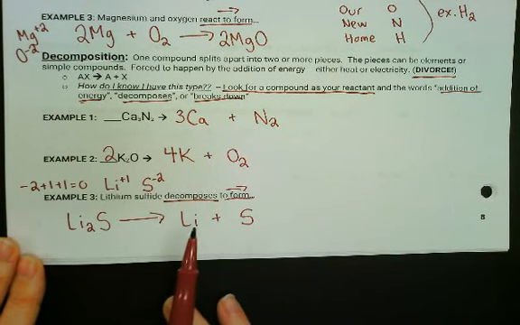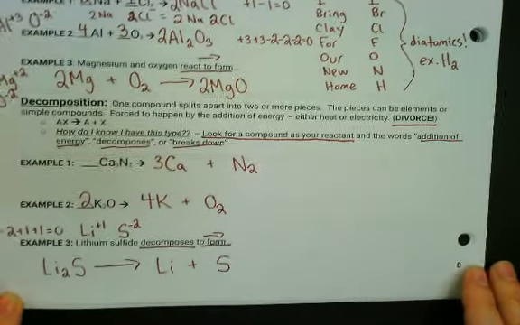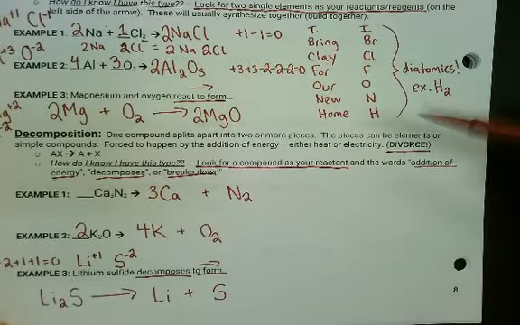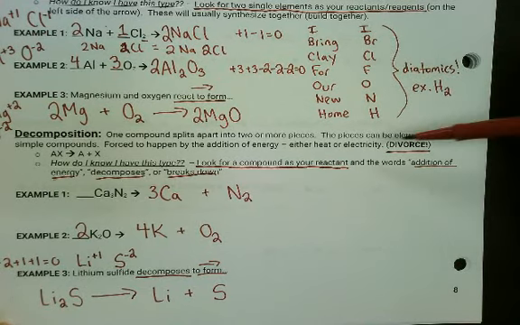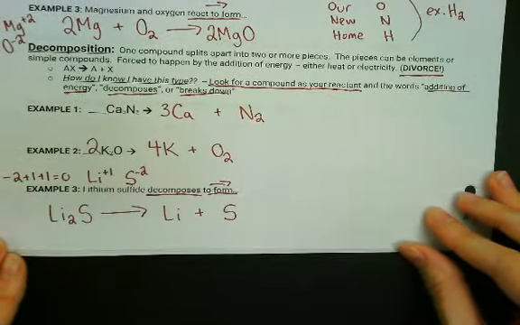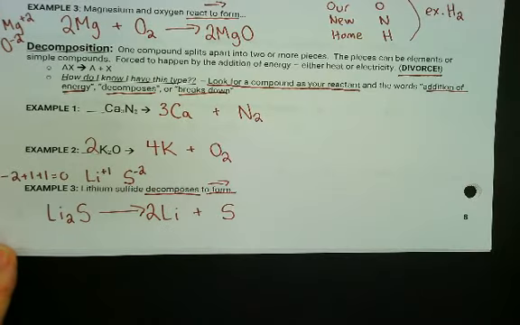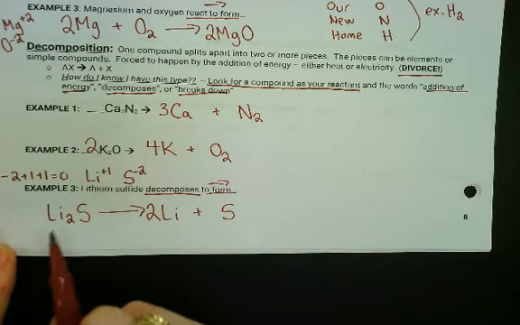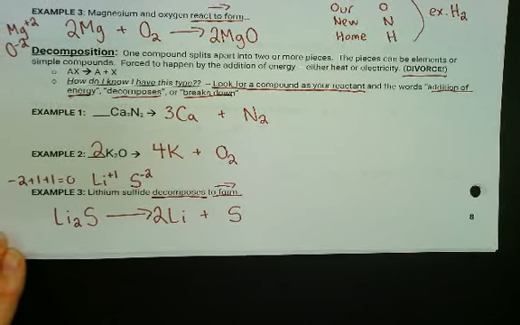And we're going to make sure we have whether or not we have any diatomics, and then we're going to balance. So I'm going to come up here. I don't see lithium listed in my diatomics, and I don't see sulfur. So we don't need to add a subscript of 2 to either of those elements. We do still need to balance, though. So I'm going to go ahead and put a 2 in front of lithium. That way there are 2 on both sides. My sulfur, I already have 1 on both sides. So we are good.